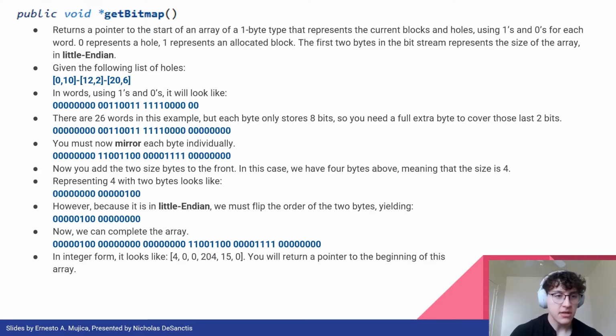So this function returns a void pointer to the start of an array of a 1-byte type, like a uint8_t, that represents allocations in terms of words. So allocated words are represented as ones, and unallocated words are represented as zeros. Also, the first 2 bytes in this should represent the size of the array, which we'll go over in a second, and this will all be in little endian format.